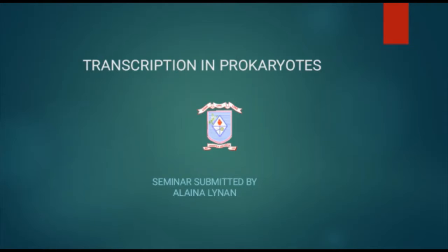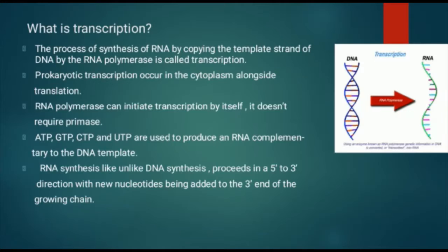Good afternoon, friends. Today we are discussing transcription in prokaryotes. Before that, we have to know what is transcription and where does it occur. What is transcription? The process of synthesis of RNA by copying the template strand of DNA is referred to as transcription. It can also be defined as the synthesis of RNA from DNA. In prokaryotes, transcription occurs in the cytoplasm. We have studied that transcription and translation simultaneously occur in prokaryotes because they don't have a true membrane-bound nucleus.